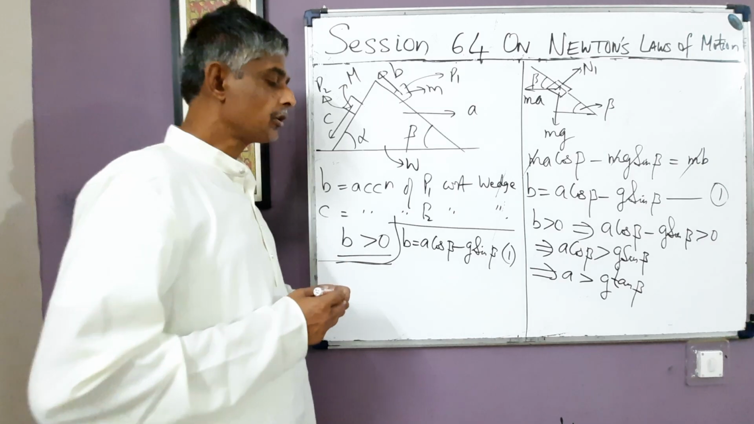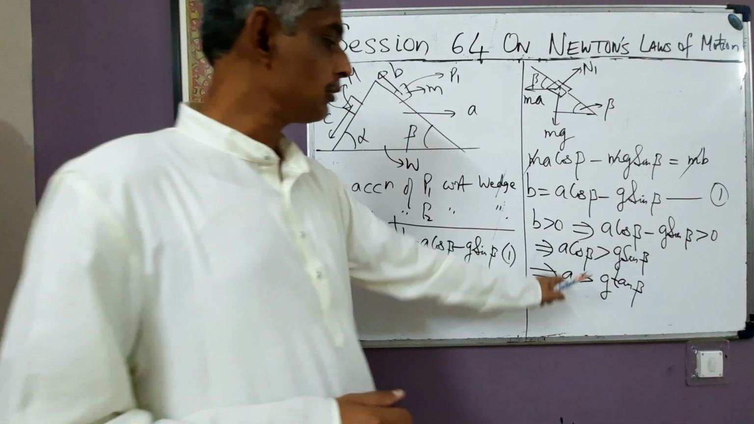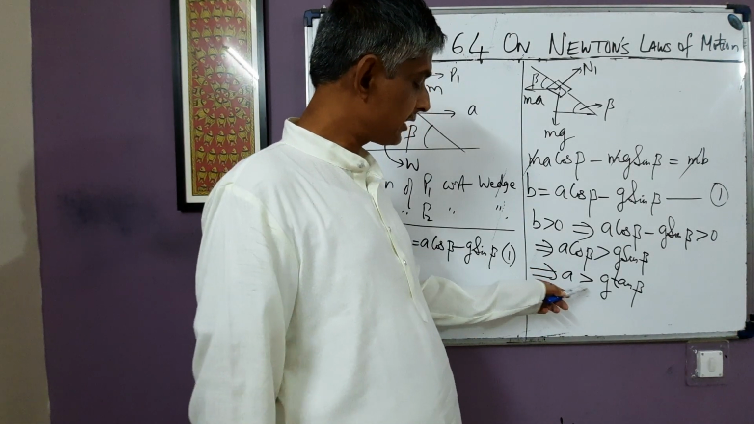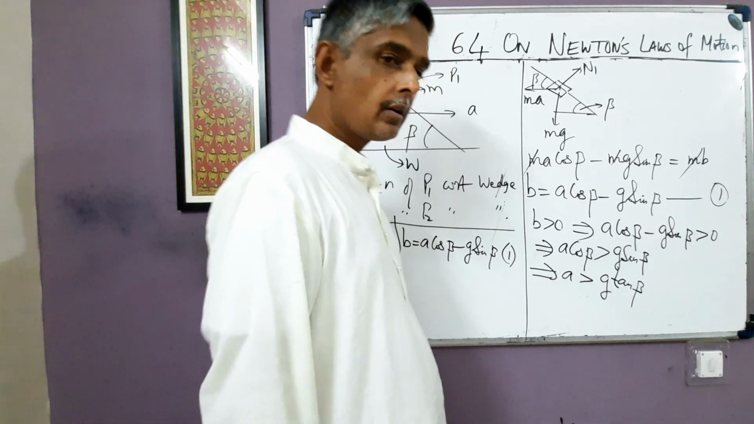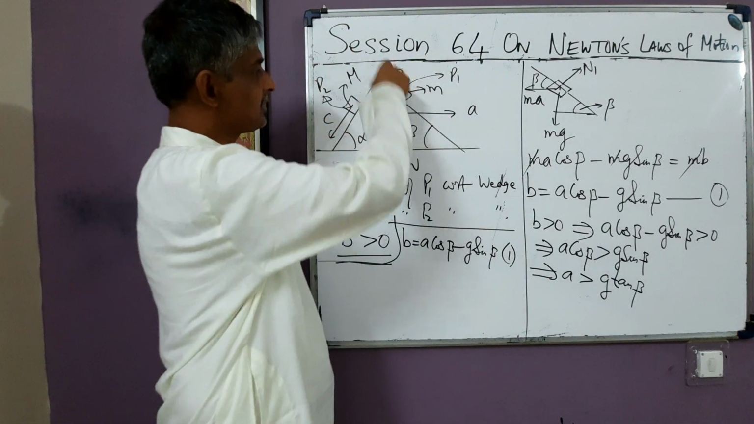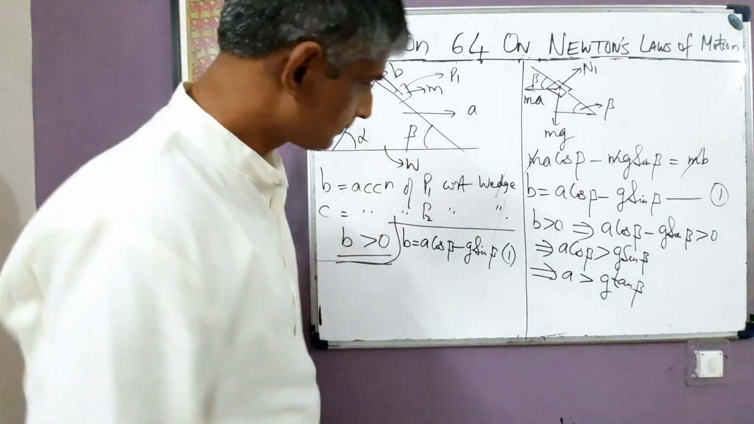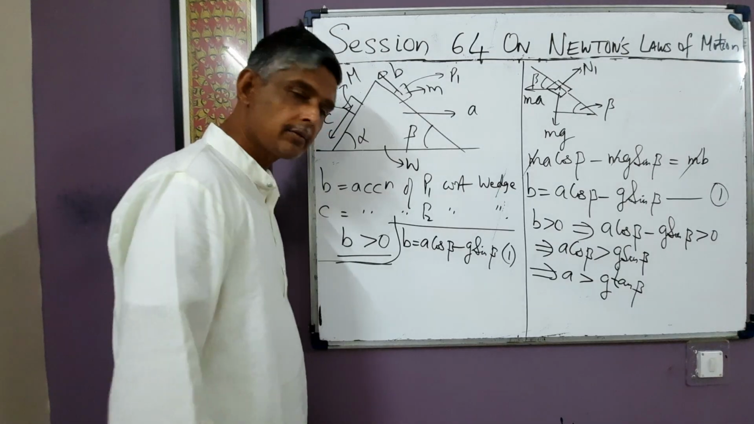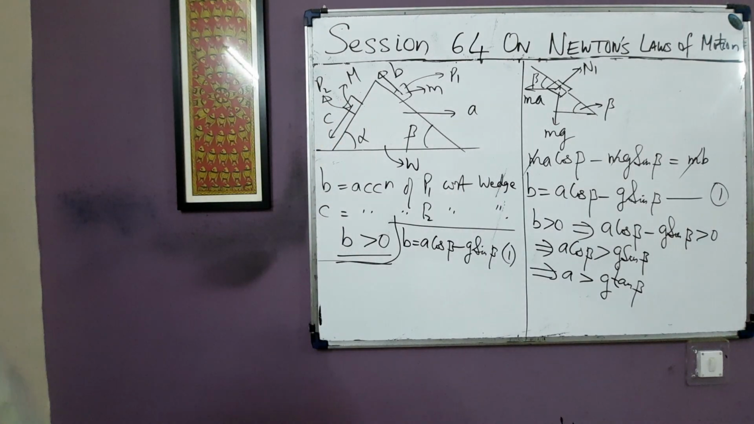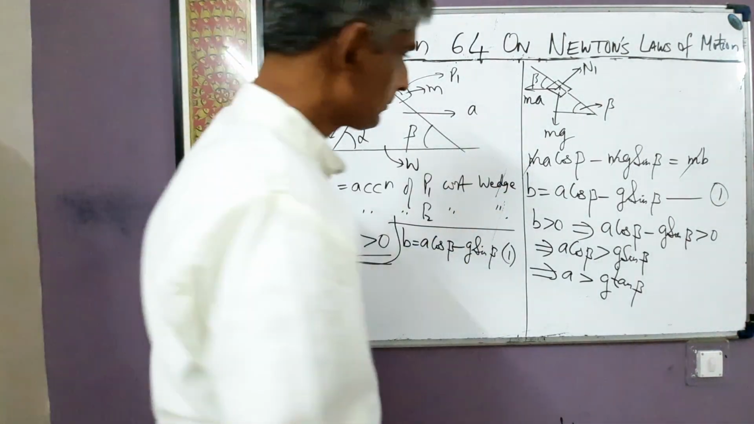The only thing we must do is find out the value of A and set it to be more than g tan beta. Then the block will begin to rise up this incline. Okay, fine. So A should be more than g tan beta. I'll rub this one. Fine.